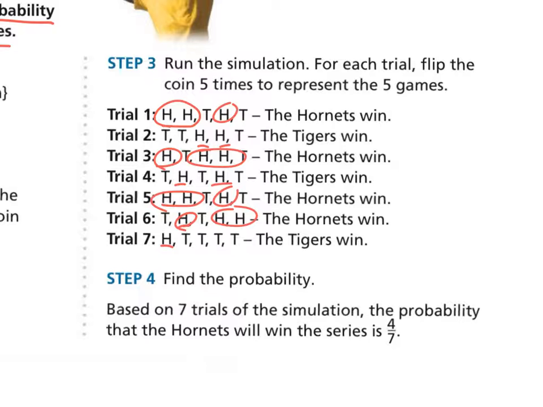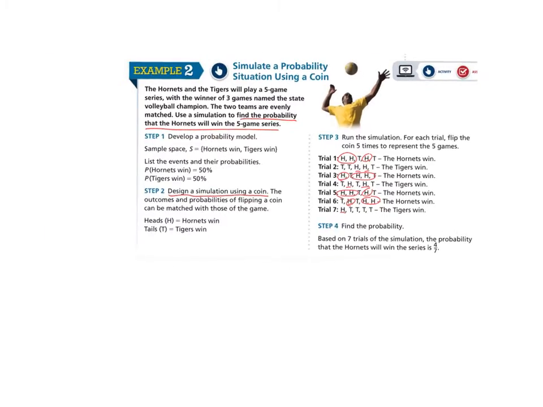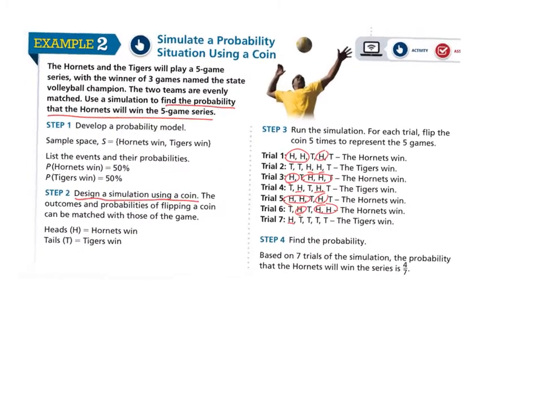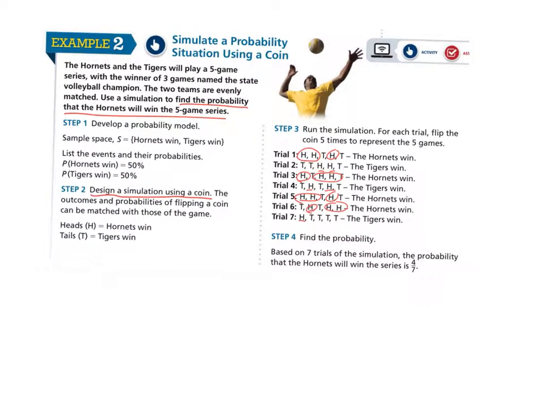So anyway, out of this, though, the Hornets won 4 out of 7, which we might expect to be about half the time, since they're evenly matched.